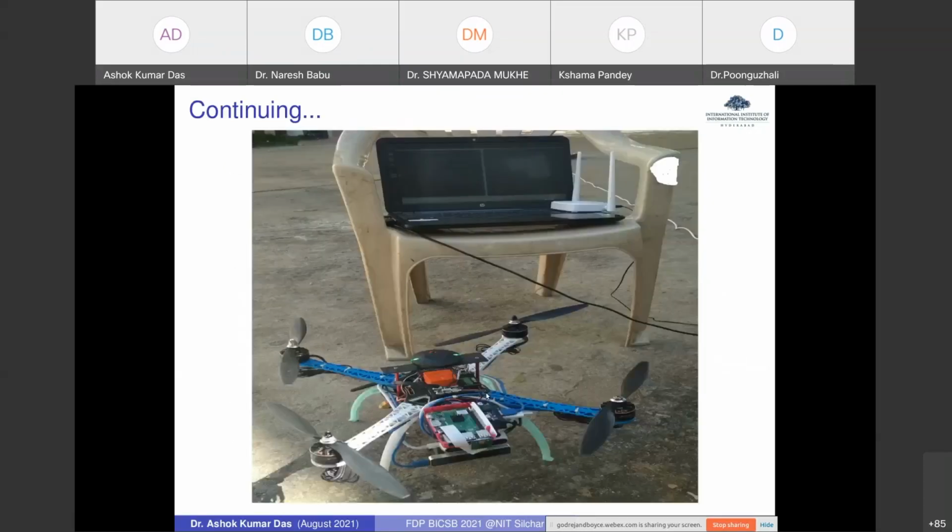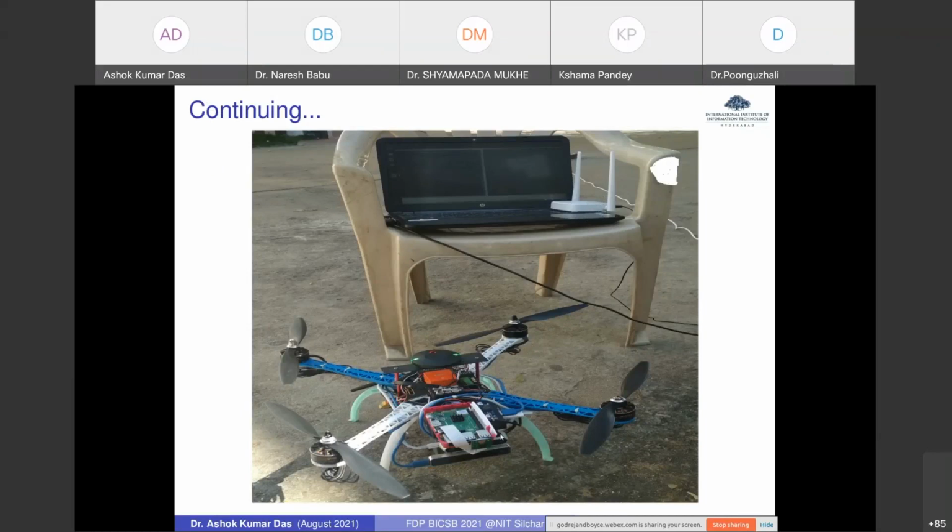So then in our lab we have taken a drone. In the drone, we have installed a Raspberry Pi. We have implemented the whole protocol and stored it on the Raspberry Pi as well as the server. Then we created a local area network with the help of a router.